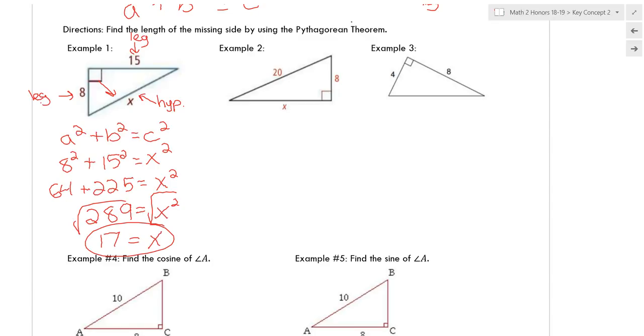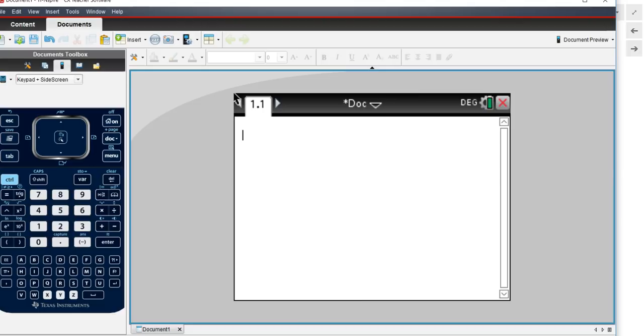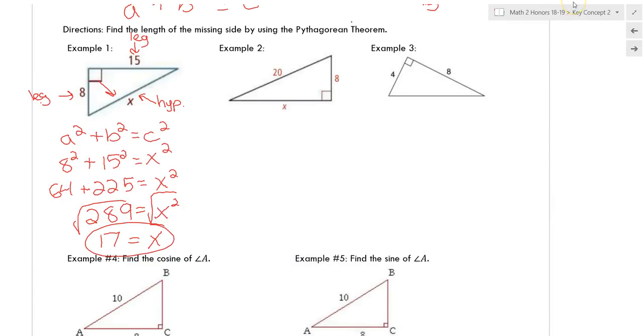Like I said, you can always use a calculator to do those. Your square root on these calculators is right up here. It's usually also above the x squared button on the little calculators. All right, so 17. Let's look at our second one.